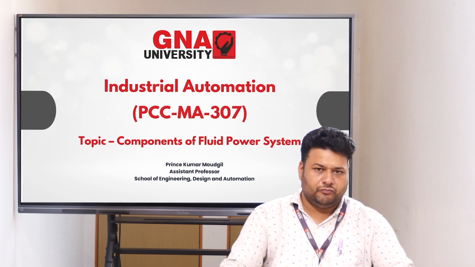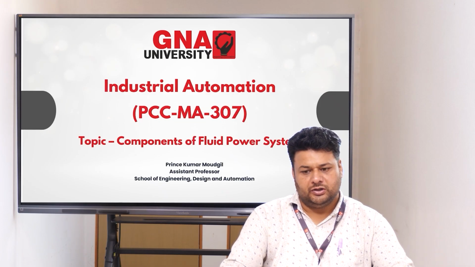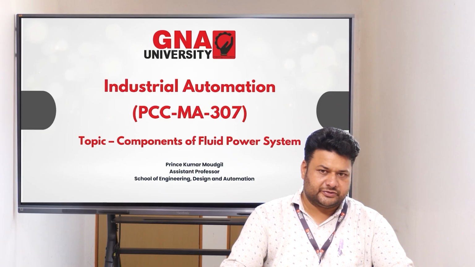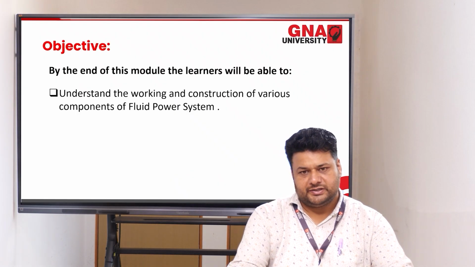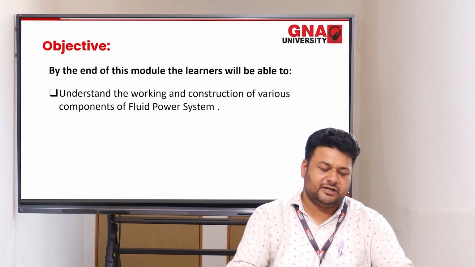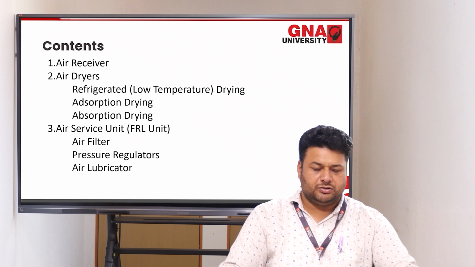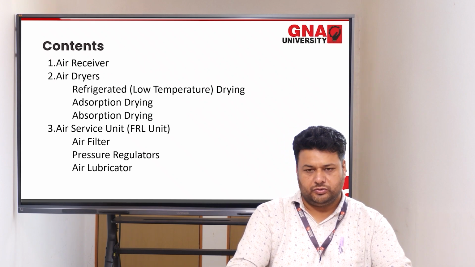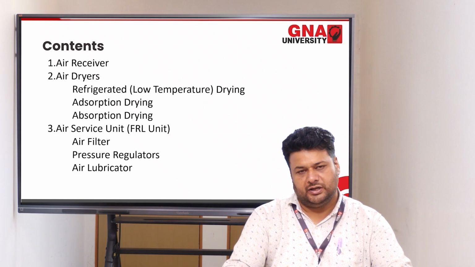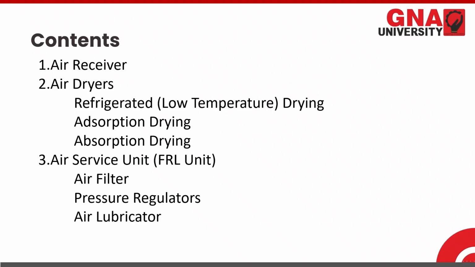In today's module we will be discussing the components of fluid power systems. The objective of today's module will be to understand the working and construction of the various fluid power system components. So the contents that we will go through in this presentation will be air receiver, air dryers, and the types of air dryers like refrigerator, low temperature drying, adsorption type drying, and absorption type drying.